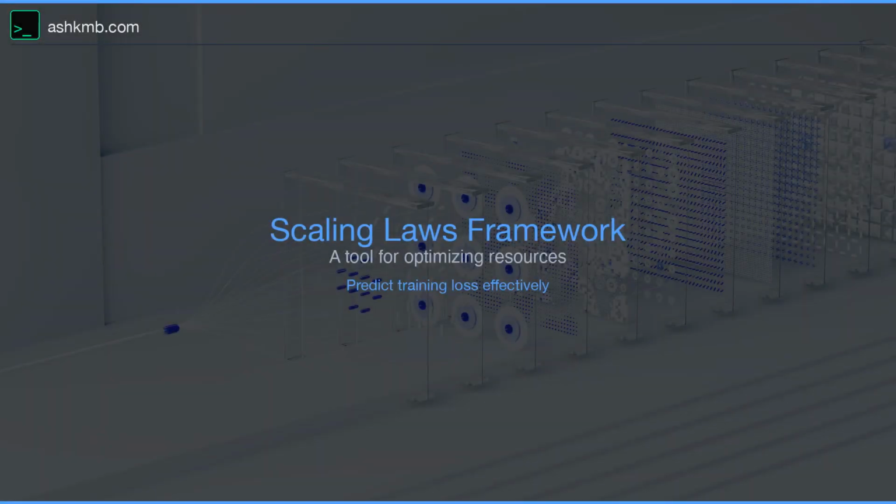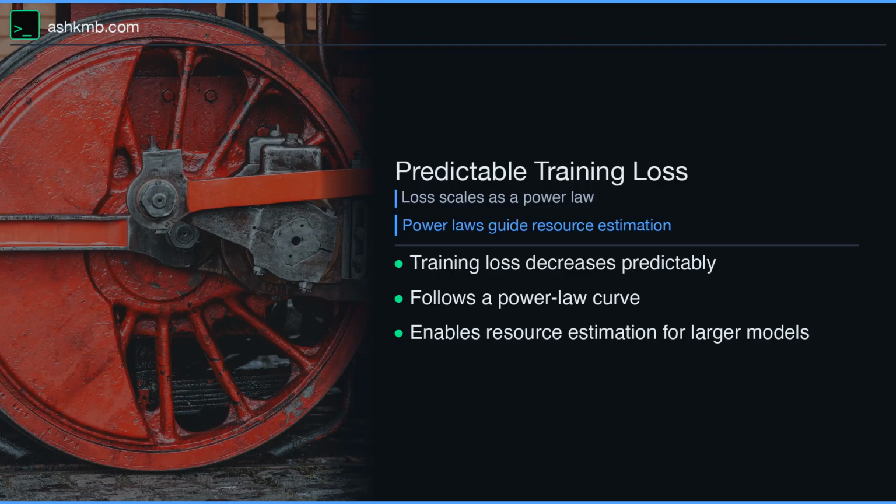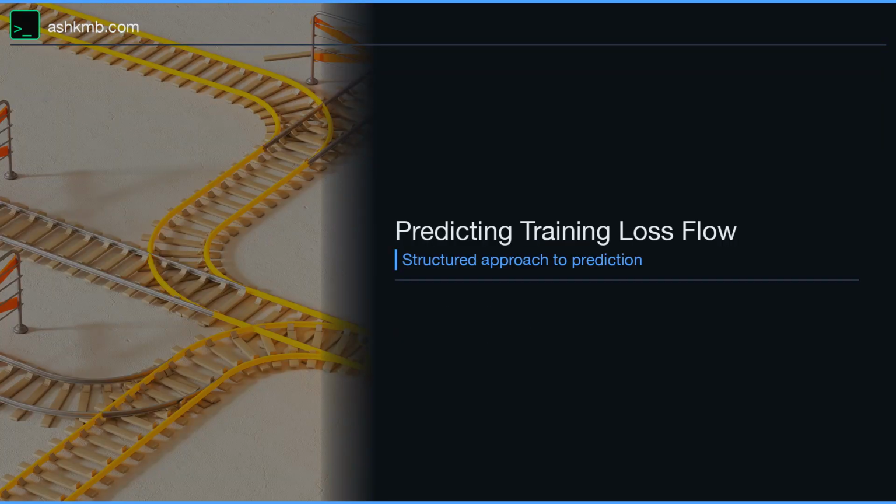Scaling laws provide a powerful framework for optimizing model size, dataset size, and compute in deep learning, allowing engineers to predict training loss and allocate resources effectively. Training loss decreases predictably with power laws. As model size, dataset size, and compute increase, training loss follows a power law curve, enabling estimation of resource requirements for larger models. A structured approach to predicting training loss involves fitting scaling laws on small runs and then extrapolating these findings to larger models.